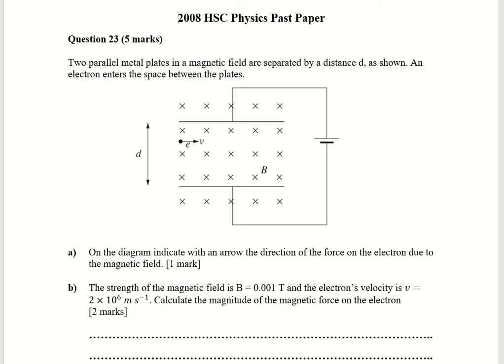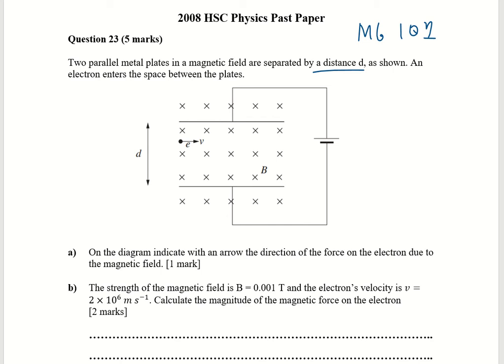Question to explain the 2008 HSC Physics paper. This is for Module 6 Inquiry Question 1. So back to charged particles in an electric field and magnetic field. Question 23. Two parallel metal plates in a magnetic field are separated by a distance of d.